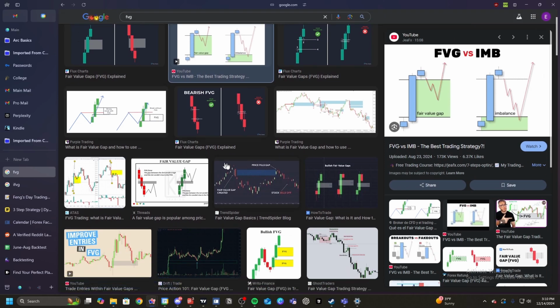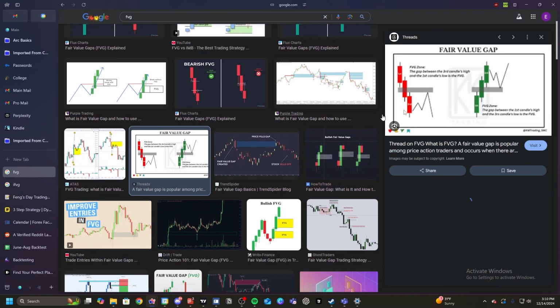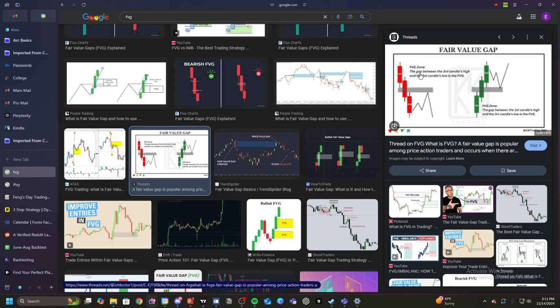This is a good one. Let me find an example. This one's kind of bad. I like this one. It's kind of blurry, but basically bearish FVGs, right? This second candle that gets formed with a gap between the first and third, we come up and tap into it, and then it continues trending downwards.